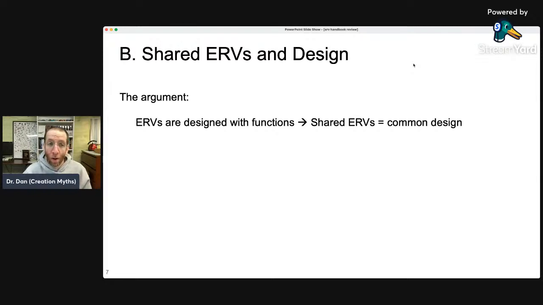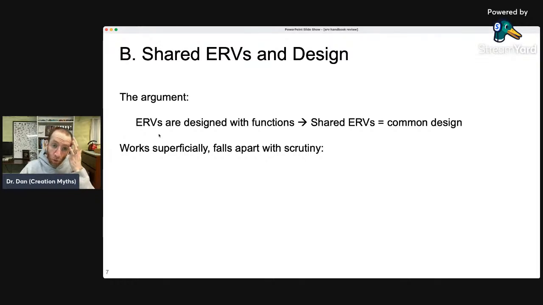Now, he spends a lot of time here arguing that ERVs are actually functional. So the argument that SFT makes goes like this. ERVs are designed with functions, right? They're placed in the genome on purpose with specific functions to do specific jobs. Well, based on that, shared ERVs just imply common design. Okay, that's what they do. That's the argument, right? If they're functional, they were created, and therefore sharing them is like an engineer reusing parts in a car, right? That's it.